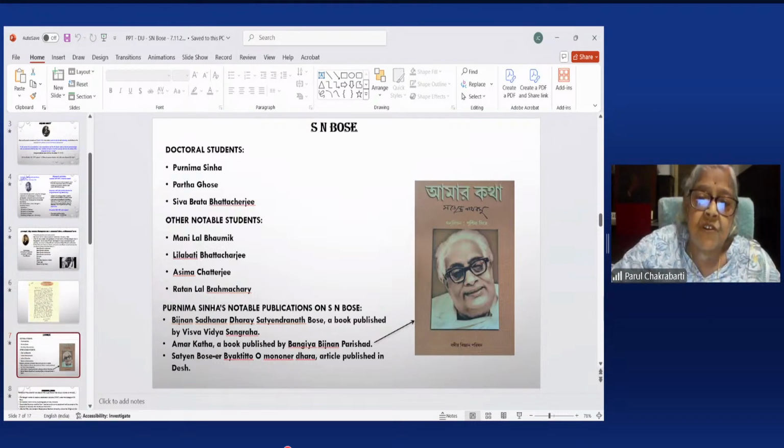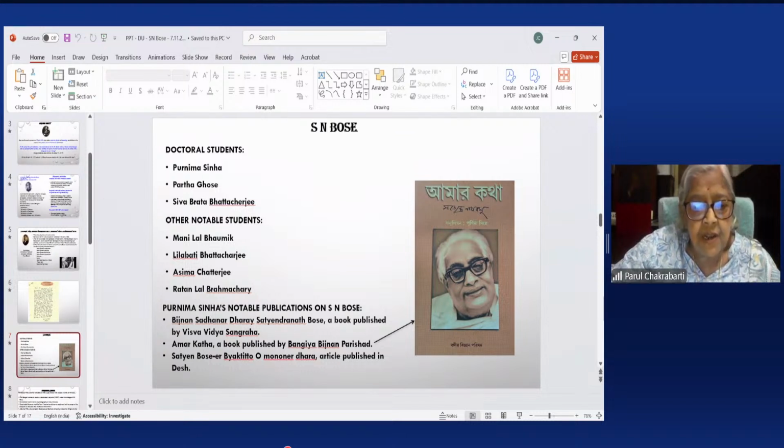S.N. Bose's doctoral students: Purnima Sinha, Partha Ghosh, he is here in the audience, he spoke, I believe, yesterday. Shiva Brata Bhattacharya. Other notable students: Monilal Bhumi, Lilavati Bhattacharya, Ashima Chatterjee, Ratanlal Brahmachari. Purnima Sinha made several publications on S.N. Bose. I'll mention a few.